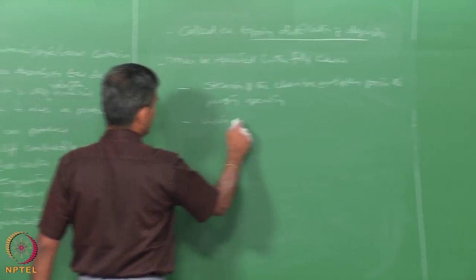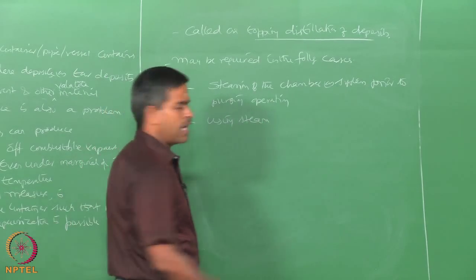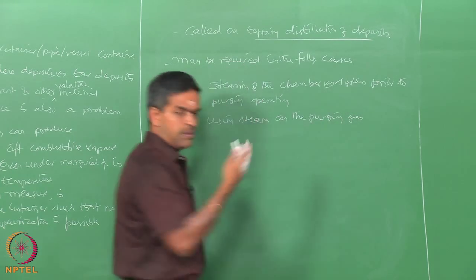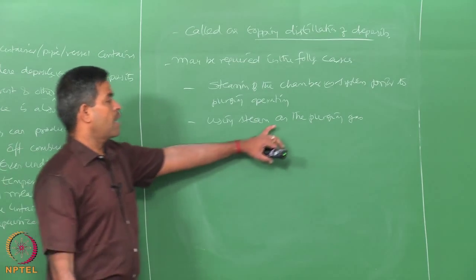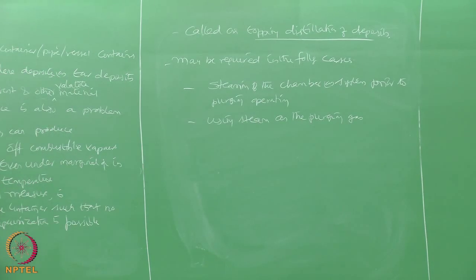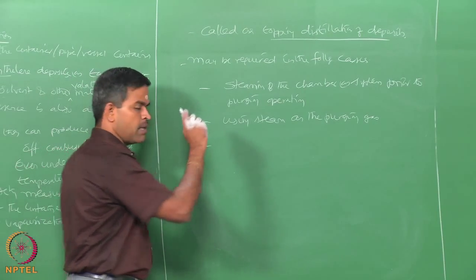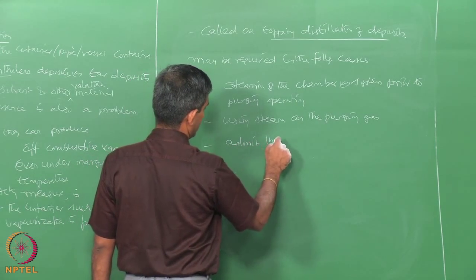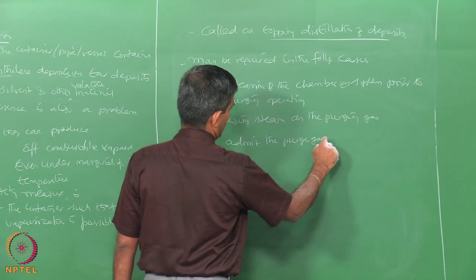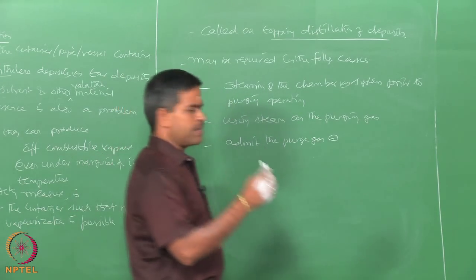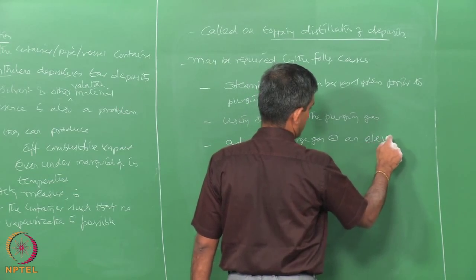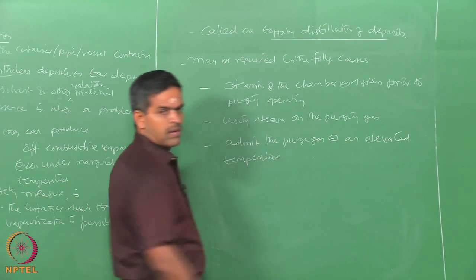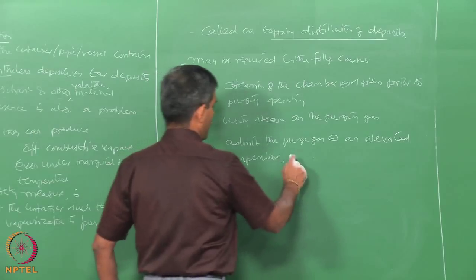You can also alternatively use steam as the purging gas. That can be an advantage, and this will not allow any further vaporization. The third method by which a safety measure can be adopted is to admit the purge gas at an elevated temperature, saturated with water vapor.